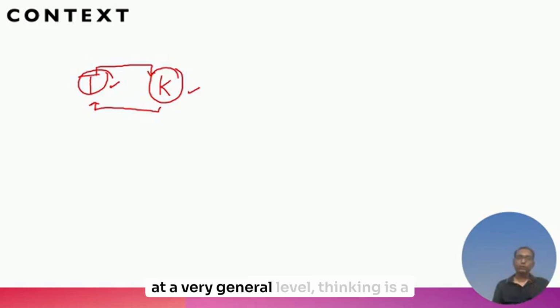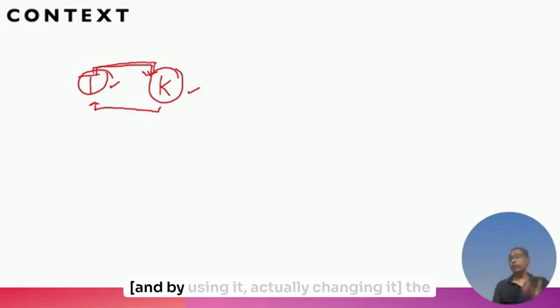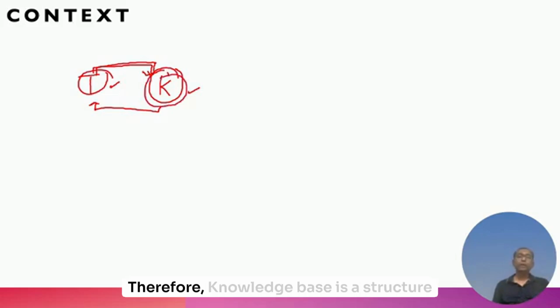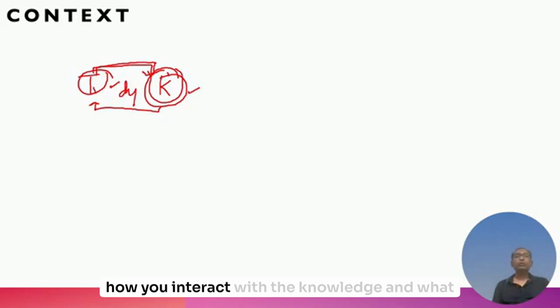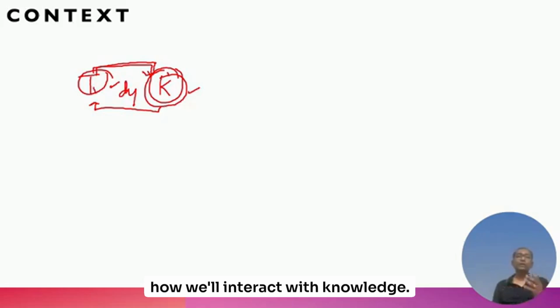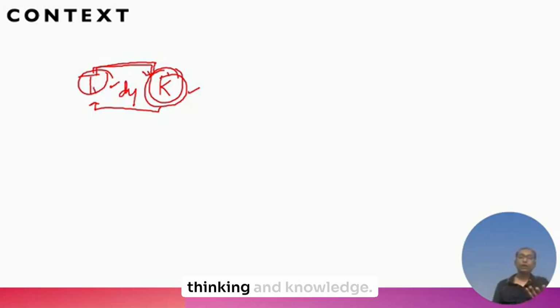At a very general level, thinking is a process of using, and by using it, actually changing the knowledge base you have in your mind. Knowledge base is a structure that's dynamic, changes every time you use it. The process of using it is thinking. So there is this dynamic relationship between how you interact with the knowledge and what happens to knowledge, which again influences how we'll interact with knowledge. There is a dynamic relationship between thinking and knowledge.